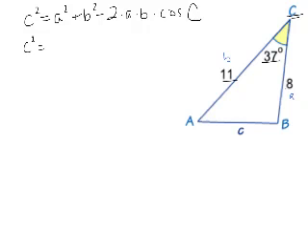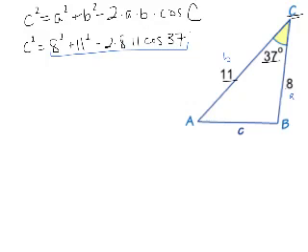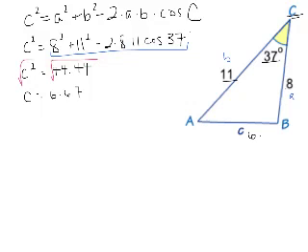And at this point I'm going to plug it all into my formula. So I have c squared equals 8 squared plus 11 squared minus 2 times 8 times 11 times the cosine of 37 degrees. Since everything on the right-hand side of the equation is plugged in, I'm just going to type it into my calculator, and I get approximately 44.44. Then to get c all by itself, I'm going to take the square root of both sides, and when I do that, I get approximately 6.67 for my side length c.